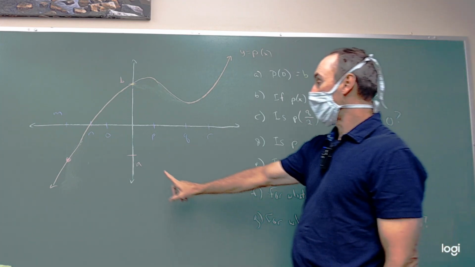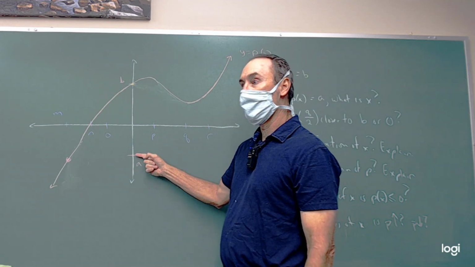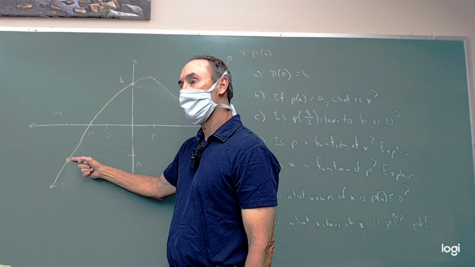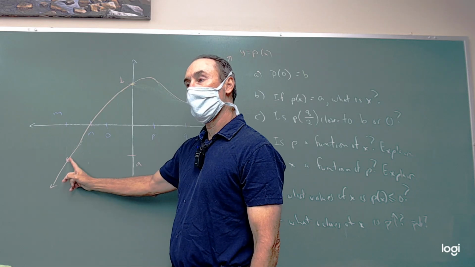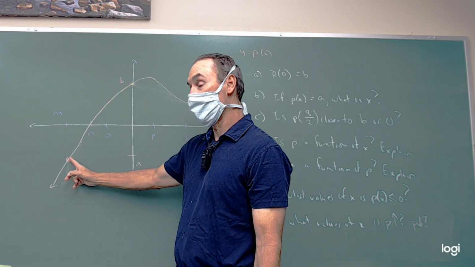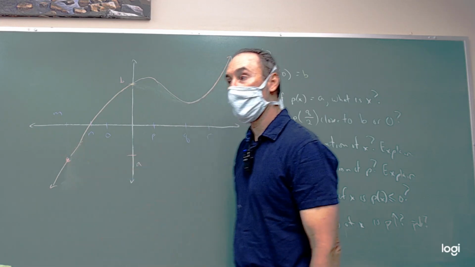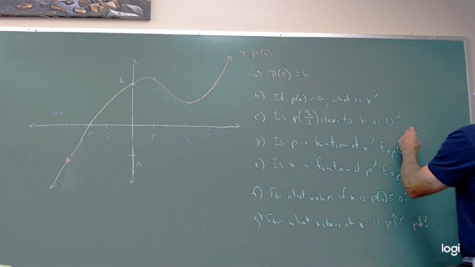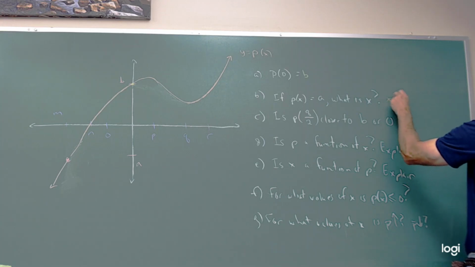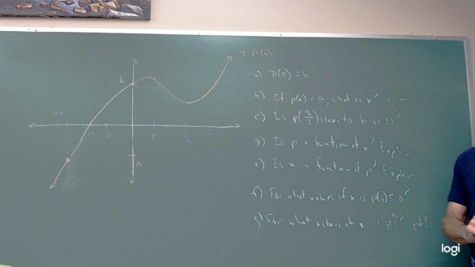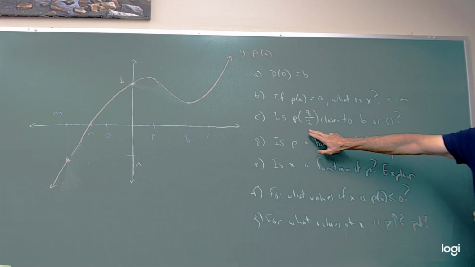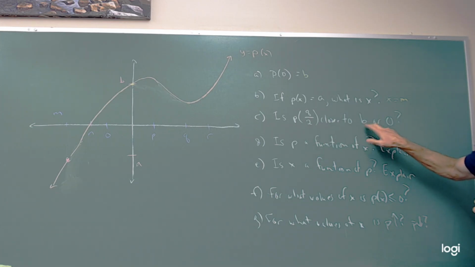Okay, so if P of x is equal to A, what is the value of x? So here's where A is. And when you look, where does the curve have a y value of A? This is going to be the point where the function P of x is equal to A. We want the corresponding x value, so that's going to be m. So that's going to be x equals m. All right? Sage, we okay with that?